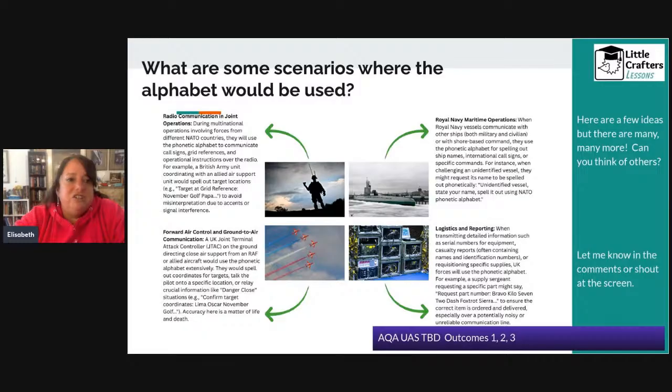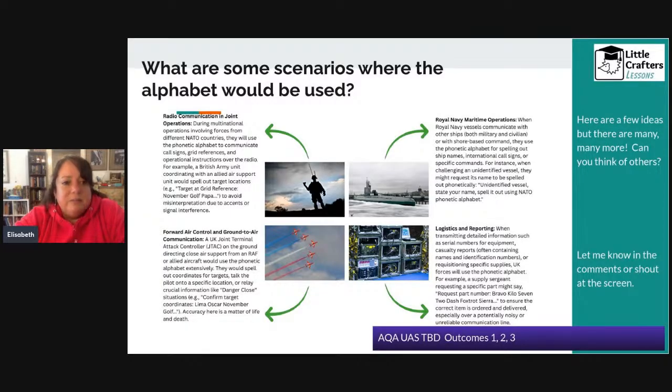So, radio communication and joint operations. Sometimes when there's a bunch of different forces coming together to work on something, like from different NATO countries, whether it's training or a real life situation, they can use the phonetic alphabet to communicate call signs or grid references, operational instructions over a radio. So a British Army unit coordinating with Allied air support might need to call out target locations: target at grid reference, November, Golf, Papa. And that would avoid any misinterpretations, especially if it's something important like a target.